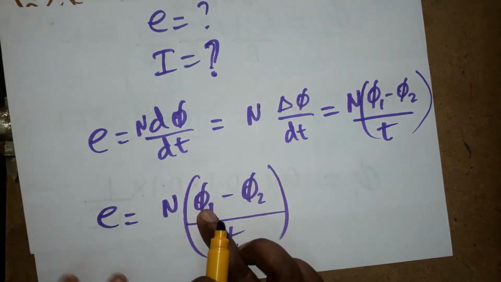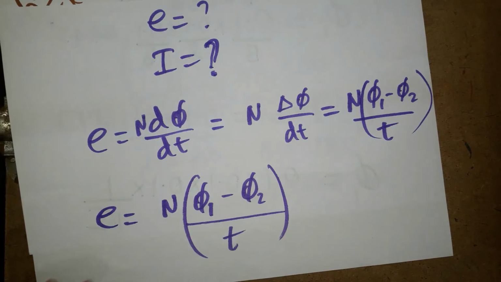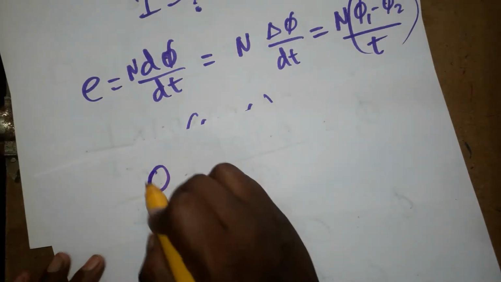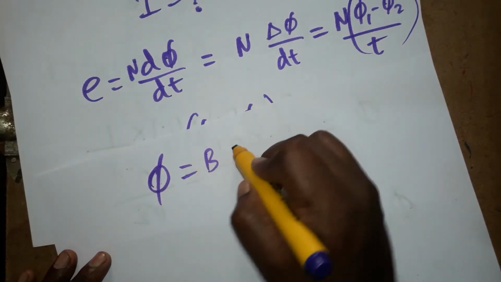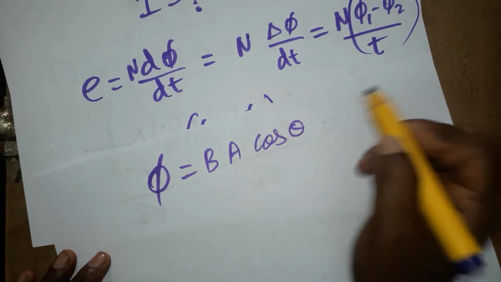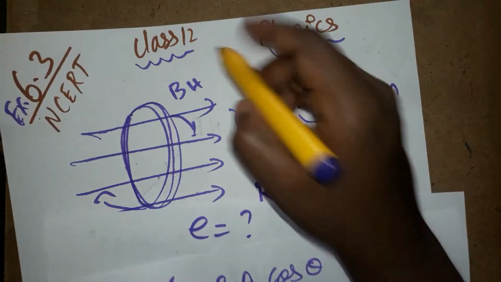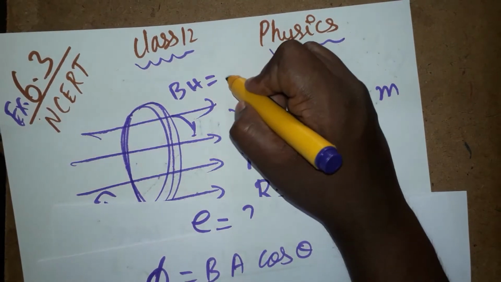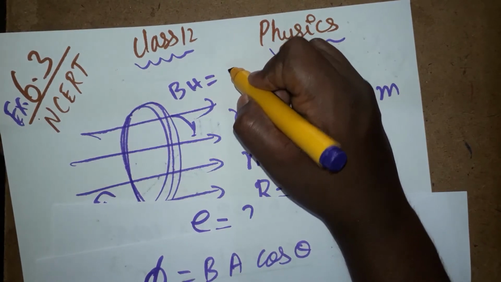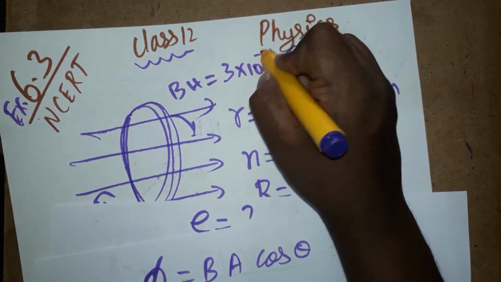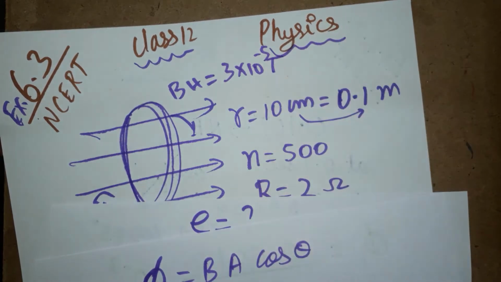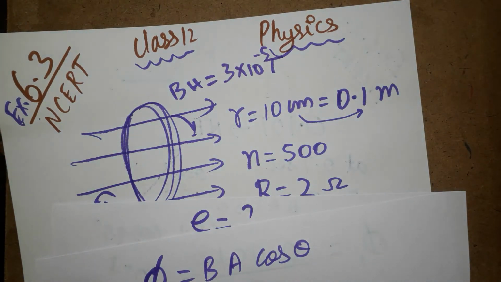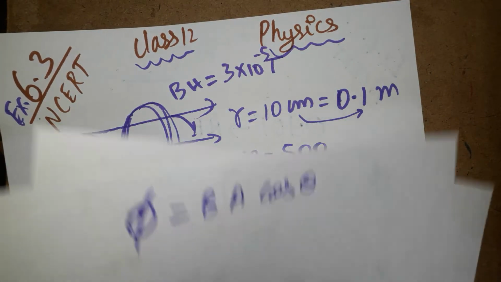Now we should find what phi is. Phi is called flux. The unit of flux is Weber. Flux is equal to B A cos theta. In this problem, the horizontal magnetic field is 3 into 10 power minus 5 Tesla, which is given in the question. So I am going to proceed with the problem now.